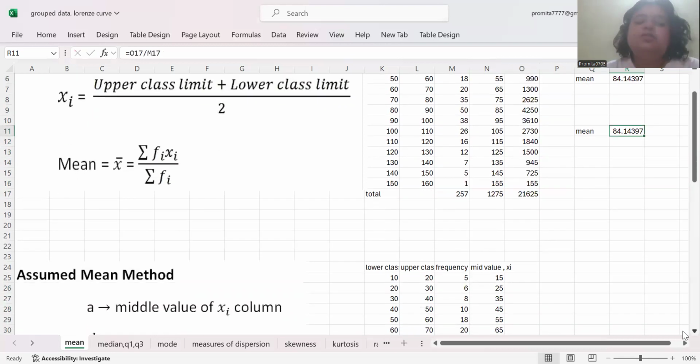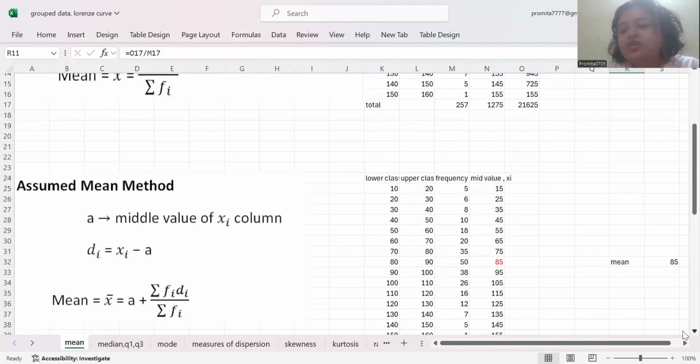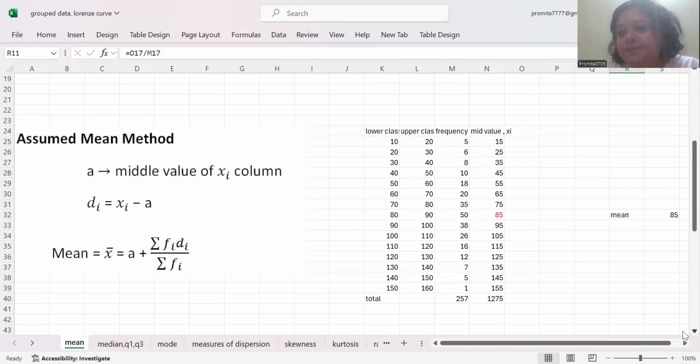There are other methods to calculate the mean as well. One is the assumed mean method. Another one is the step deviation method. So for the assumed mean method, we use this formula. First we take the middlemost mid value and consider it as the assumed mean, or A. And then we calculate di, the deviation of each mid value from this assumed mean. So let's calculate di.